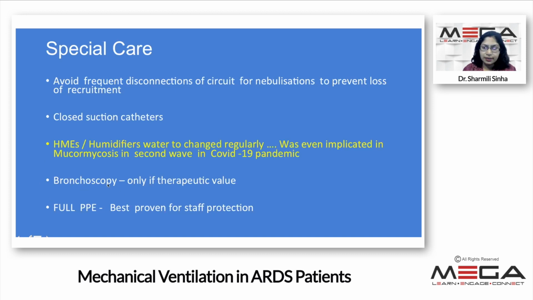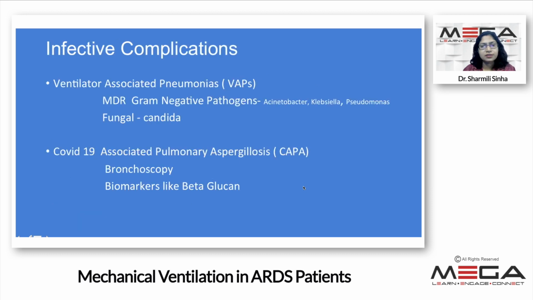Bronchoscopy for a patient in ARDS should be done only if it is going to have a therapeutic value. If you're suspecting CAPA, a pulmonary aspergillosis, or some etiology which you're not able to get an idea about from other investigations, then you think about it. Because for a patient who is hypoxic on high PEEP and high ventilator settings, there's a high chance of rapid deterioration the moment you disconnect. And always gown up fully and use all the protective equipment.